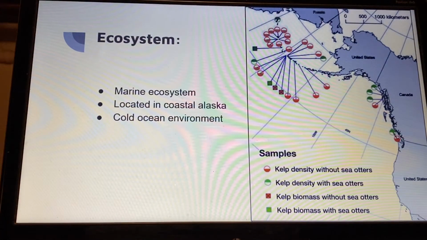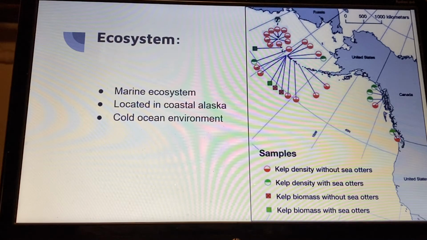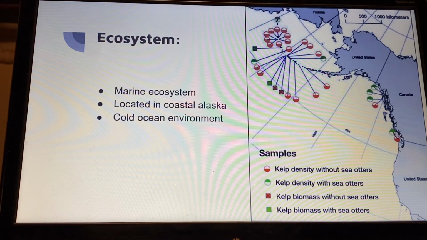So first we can look at a map of sort of where sea otters are located and how the ecosystem is affected with them and without them. They live in a marine ecosystem located between Alaska and Russia, a series of little islands there, as you can see. And the environment is a very cold ocean environment.